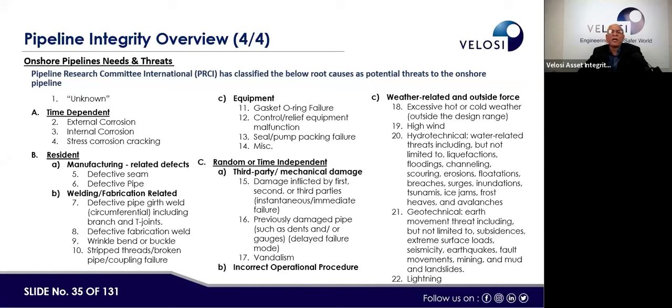Then there are also weather-related threats, like soil movements due to earthquake, or excessive hot or cold weather. There could also be hydrotechnical reasons causing these kinds of threats. There's one more, soil movements or land movements, which are geotechnical threats, and those sometimes cause problems in hilly areas. Last but not least is lightning. It means the pipeline could be impacted by natural lightning from the skies during bad weather. And if the earthing is not done for the pipeline properly, it could be hit by lightning from the skies.